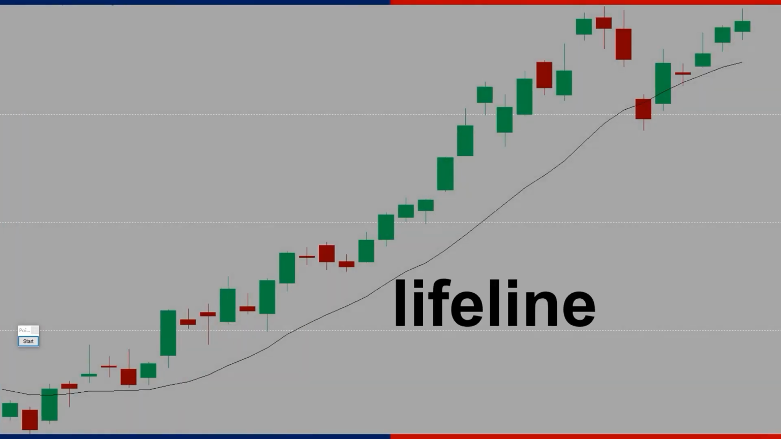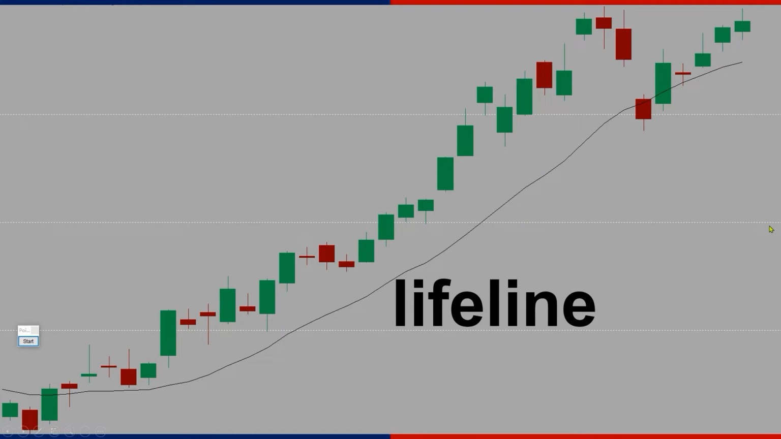Here I use one of the Fibonacci numbers. So here it is the 13 days moving average, and we also call it the lifeline. Lifeline means if the candlestick price is above this line, then the stock has life. If it has life, it continues bullish up. Okay, so let's see how it works.